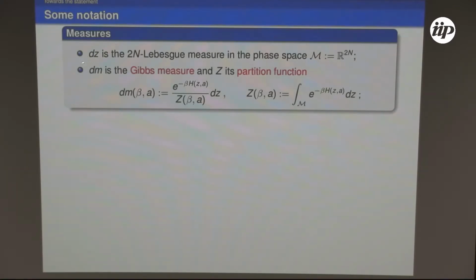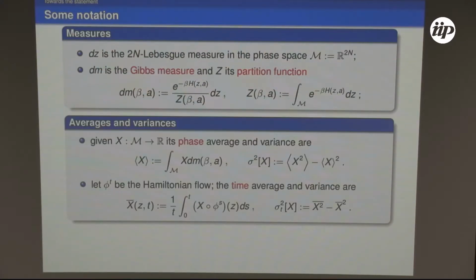I will denote with dz the Lebesgue measure, and with dm the Gibbs measure, and Z its partition function, so the usual stuff, e to the minus beta H, normalized. And an important point from the notational point of view: given a function on the phase space, I will define with this symbol, with these brackets, the phase average, and the variance is defined in this way.